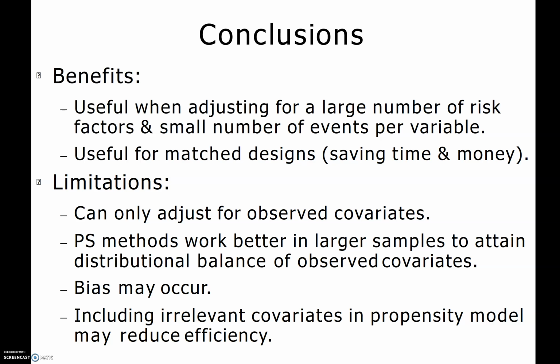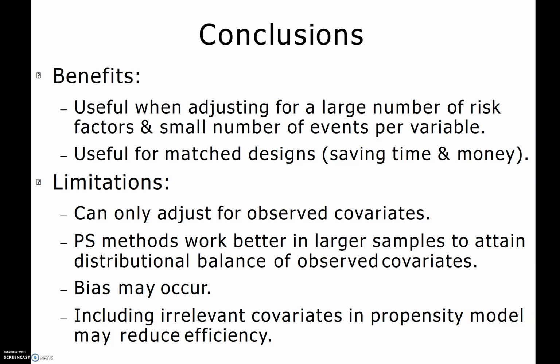So in conclusion, when you have a large number of risk factors and a small number of events, this is really useful. And it's useful for creating a matched design while not having to invest all the time and money that experimental designs really require. You can only adjust for the observed covariates. So if there's missing information that actually really influences the outcome, you're out of luck. This propensity score model is not going to help you there. There's really nothing you can do except get data with that information.